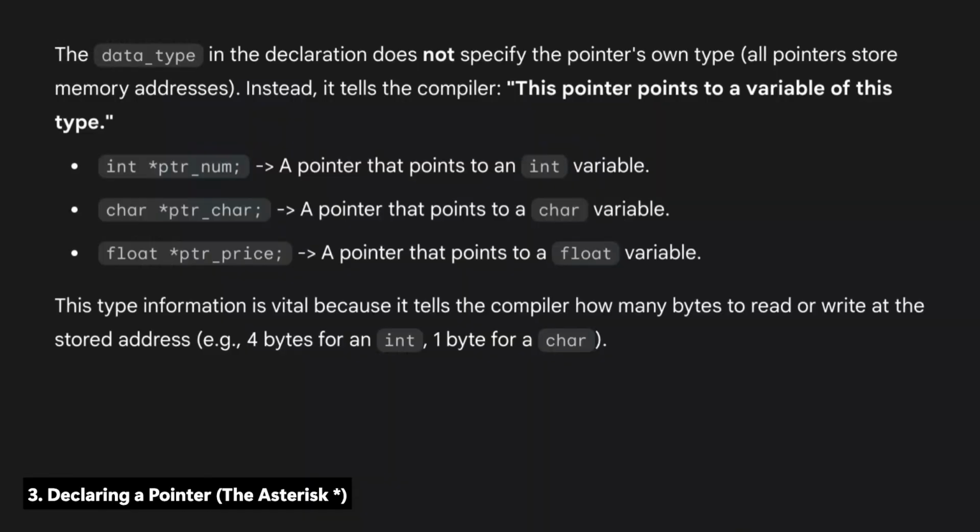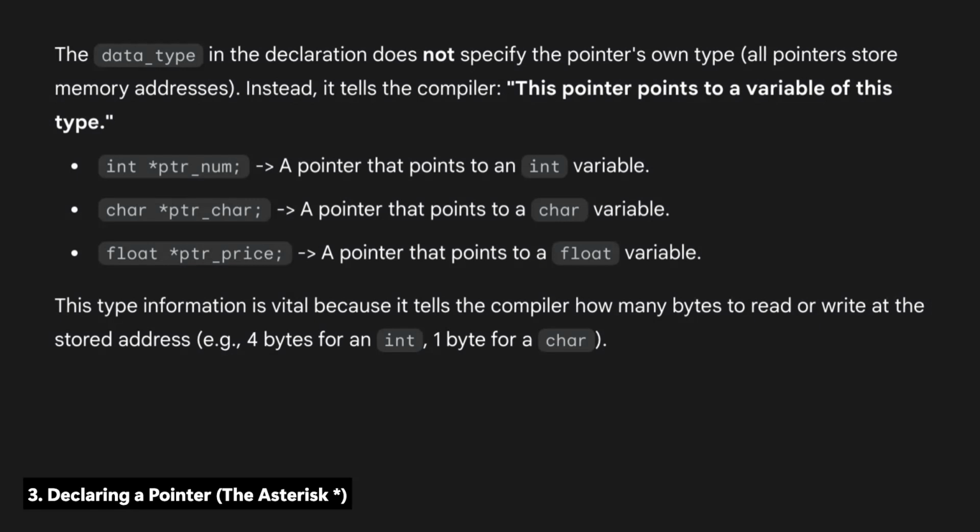The type is crucial. The data type in the declaration does not specify the pointer's own type. All pointers store memory addresses. Instead, it tells the compiler, this pointer points to a variable of this type. int *ptrNumber: a pointer that points to an integer variable. char *ptrChar: a pointer that points to a char variable. float *ptrPrice: a pointer that points to a float variable.